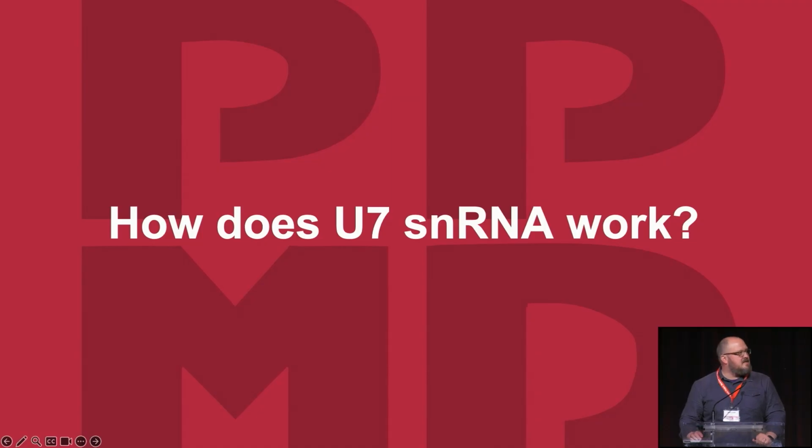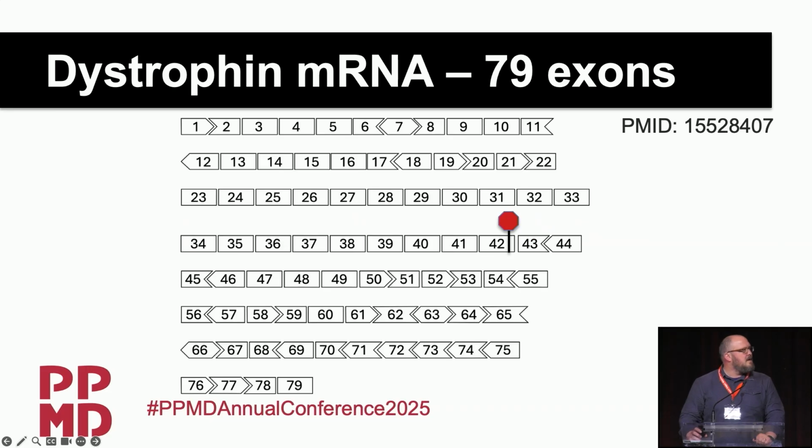So next I'll move on to another technology that is RNA-based, and it is U7 small nuclear RNA. I'm just going to give you a brief overview on how it works. As we've heard, dystrophin mRNA is 75 or 79 exons. Here I've just shown a stop mutation in exon 42. And you can see from the diagram that every exon is kind of keyed to each other, right?